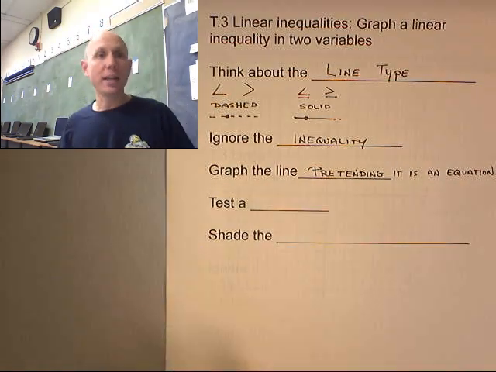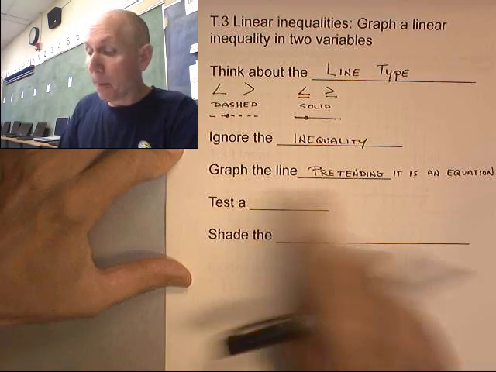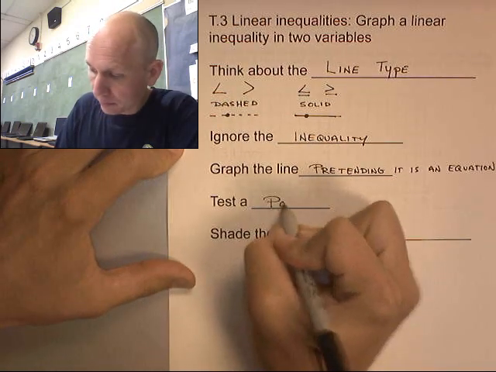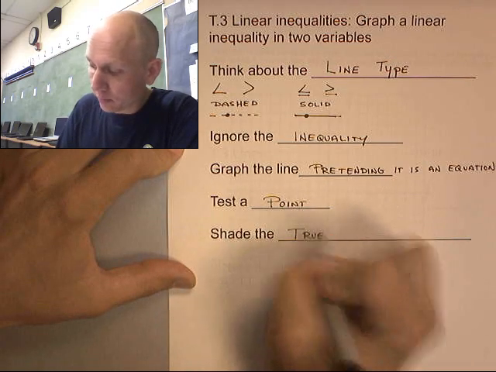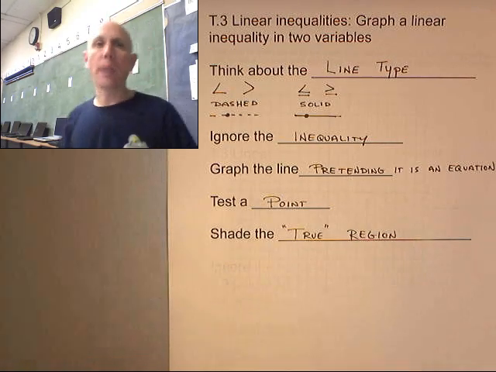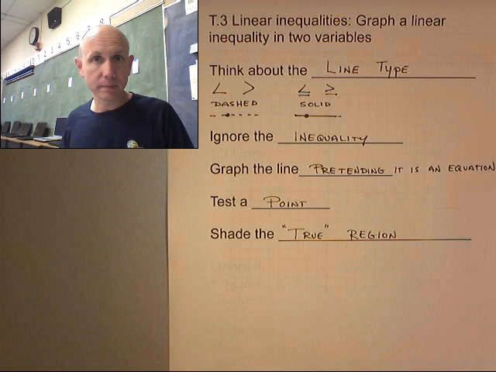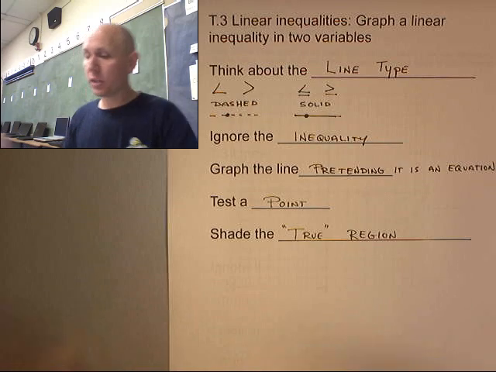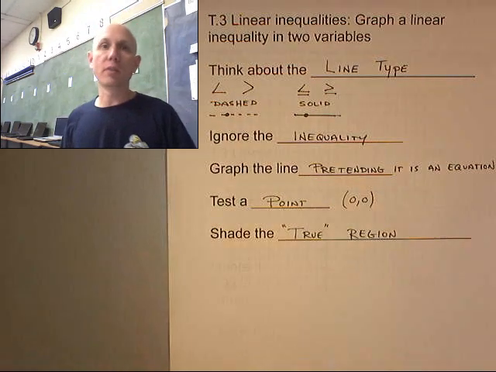So we're ignoring the inequality and we're just graphing a line, which we've done lots of times. But make sure you graph it using the correct line type. Then you're going to test a point and shade the true region. So think about the line type, graph the line, pick a test point, shade the true region. The test point that I like to use, 0, 0, is frequently just a great test point to use.